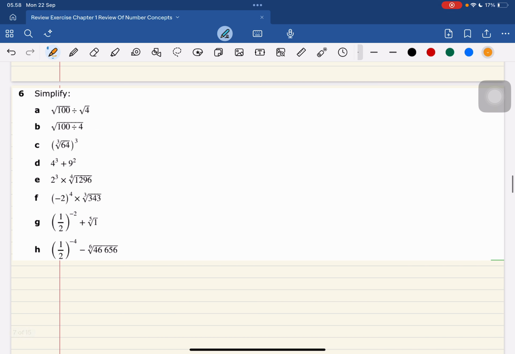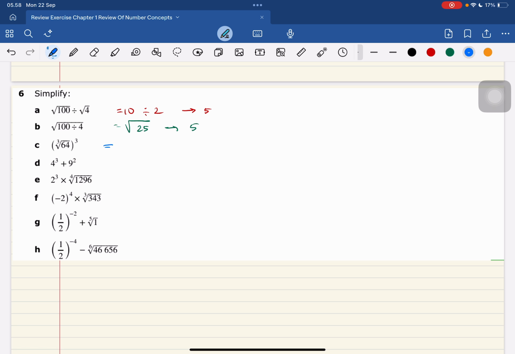Okay, 6. Simplify it. So we got the square root of 100 equals 10 divided by the square root of 4 is 2. So this answer is 5. Next, this is an invisible bracket. So let's finish it inside. 100 divided by 4 is going to be 25. So the square root of 25 equals 5.